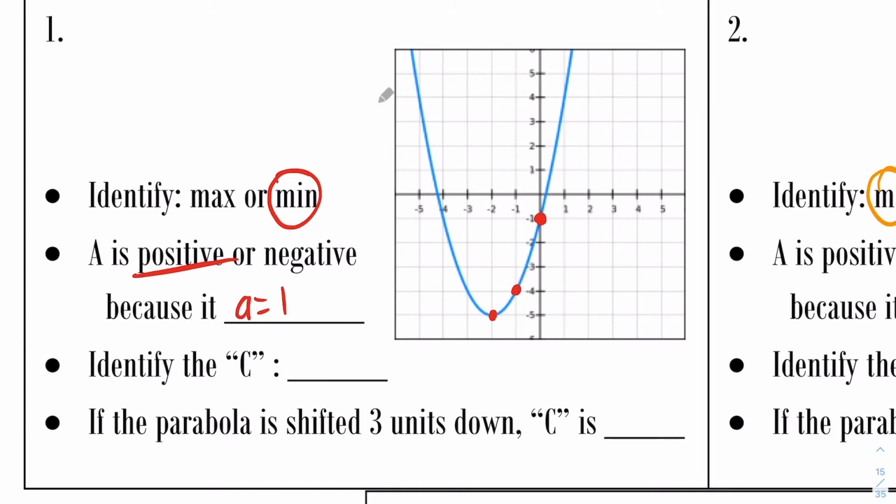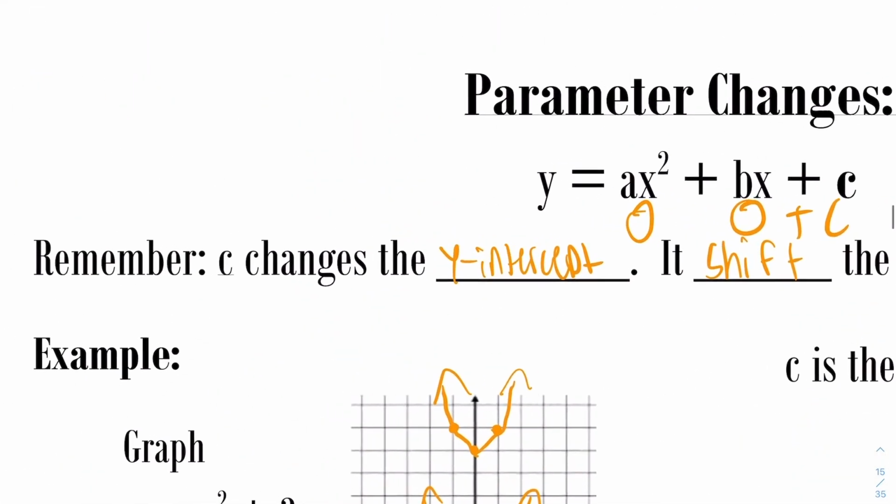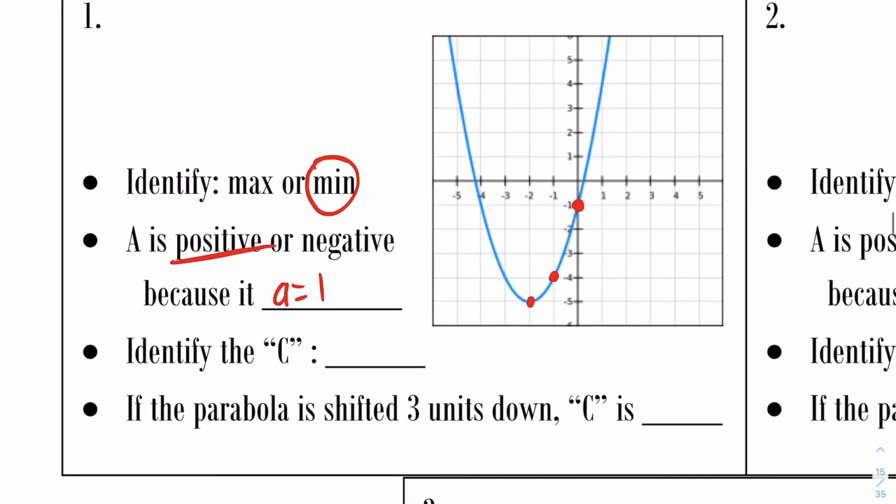The reason is this graph is not any skinnier or wider than the parent function would have been. It's only shifted to the left and down. We're going to identify c. c, if you remember, we just wrote it. c changes the y-intercept. c is not the only thing that changes this. This is not c. c is not just that shift down of 5. c is this thing. If you plug in the number 0 for x, you should get c as your y. So c is equal to the y-intercept, which is negative 1.